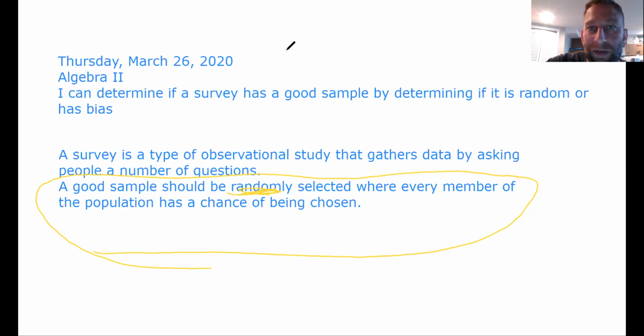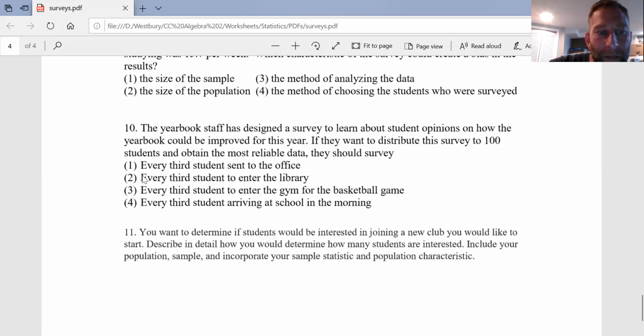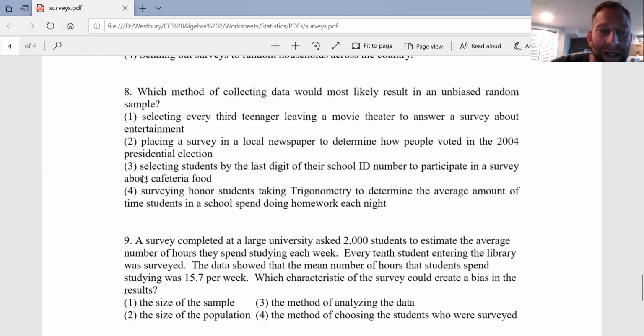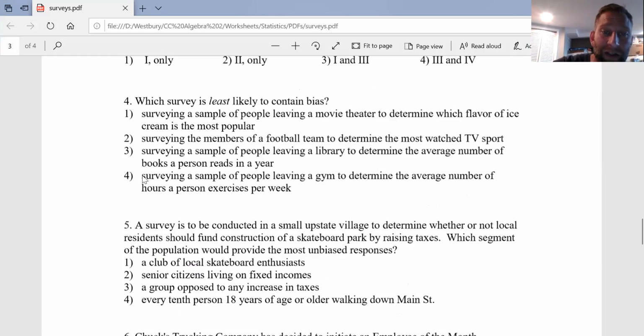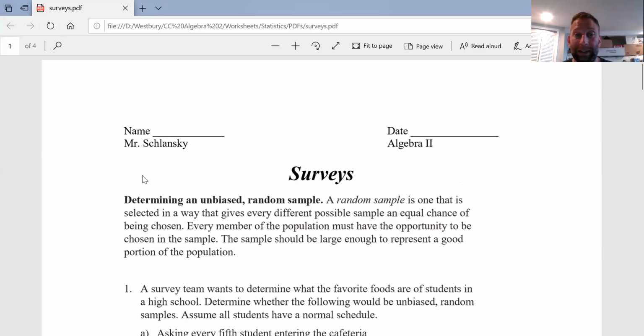So for classwork/homework, you have the rest of this sheet. I'm going to update my website. I'm going to give you the keys at this point because I'm not going to be checking. It's just not going to happen at this point. I'm not going to be checking daily homework.